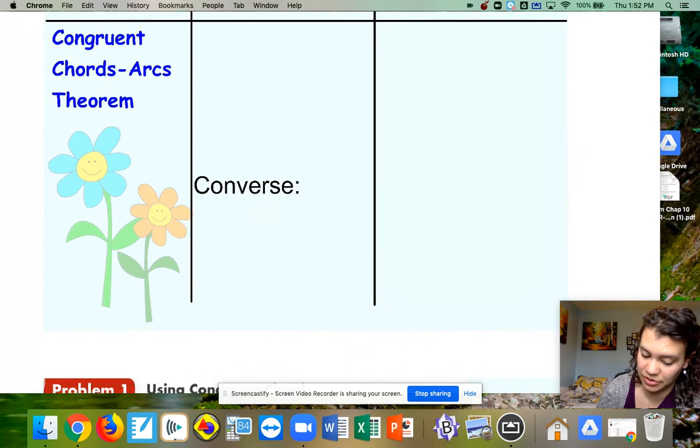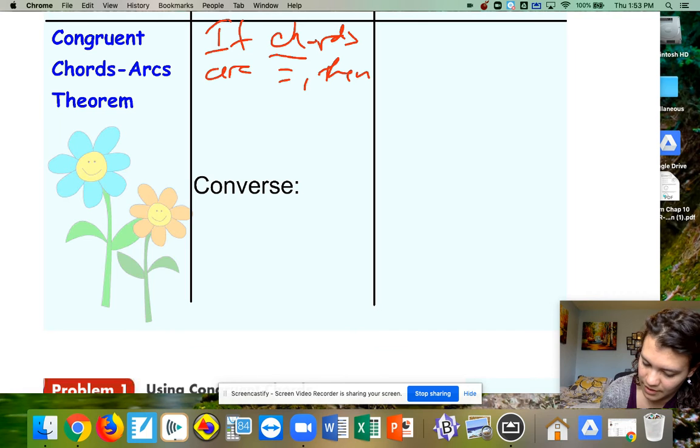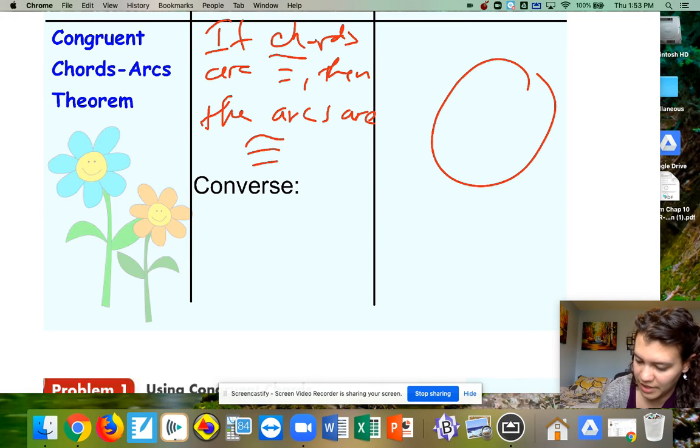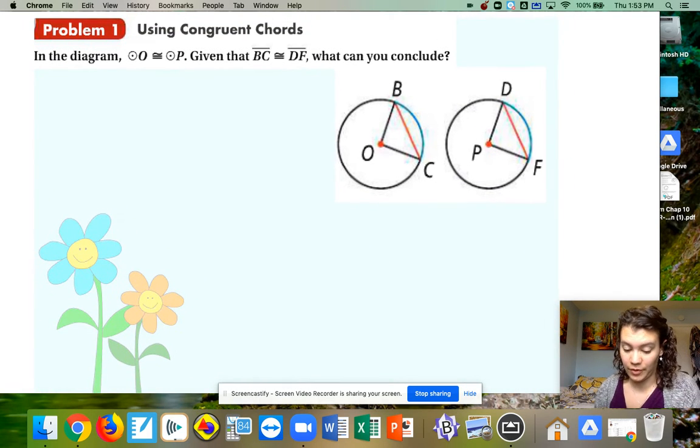And the last one, the congruent chords and arcs theorem. So here, if your arcs are congruent, then your chords are congruent. And the same way backwards. If your chords are congruent, then the arcs are congruent. So if we had 2 chords that are the same, then the arcs here have to also be the same.